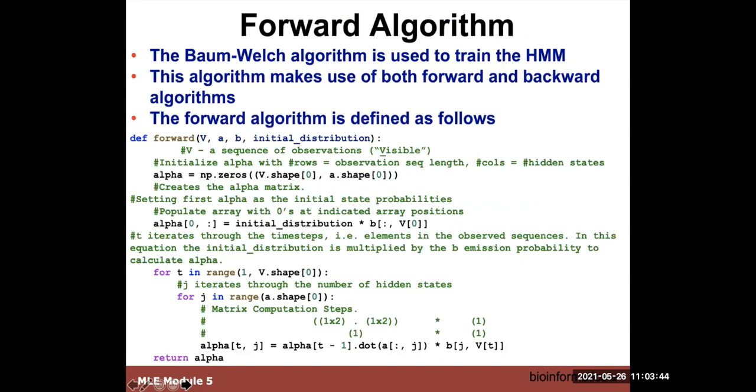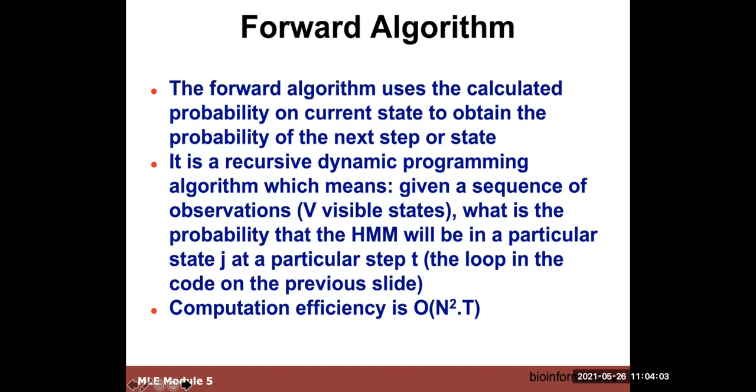So now we encode the forward algorithm. And Baum-Welch uses both forward and backward. So the forward algorithm is defined here. I'm not going to get into the details. It's pretty complicated math, but that's what it looks like. It calculates the current state to determine the probability of the next state. So this is where the Markov concept comes in. We have visible states. Those are, if you want to call them, the match states, which are the squares. We're then going to calculate the probability that the Markov model will be in a particular state at a particular step.